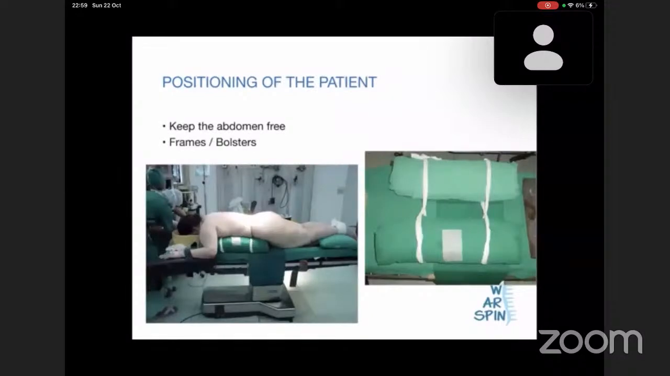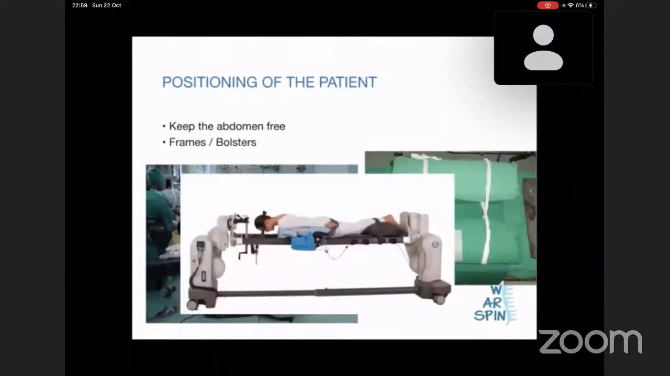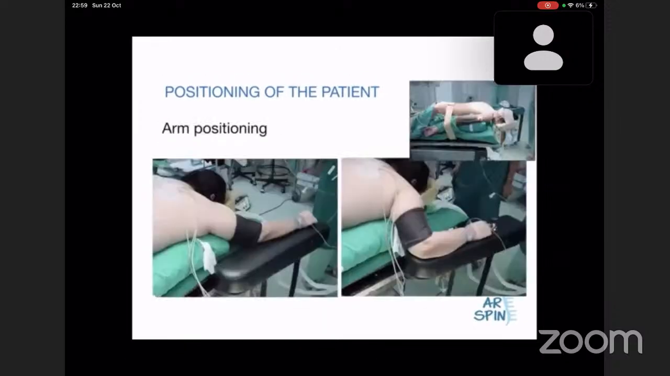These bolsters can be arranged either horizontally or vertically. You have newer generation tables that are available, like the Jackson frame, which has multi-point fixation and the abdomen is completely free. Remember, when you're positioning the patient, the arm should not be abducted. This causes traction to the ulnar nerve, and sometimes you can land up with ulnar nerve palsy.